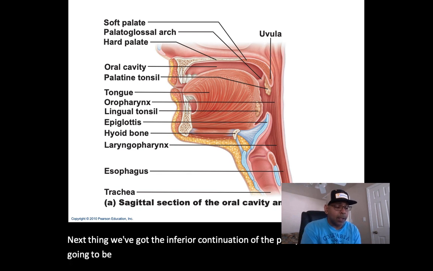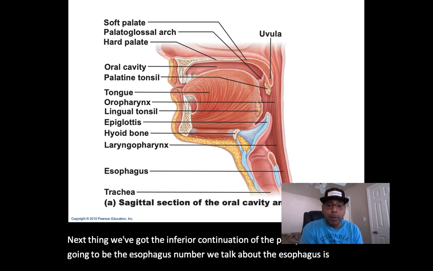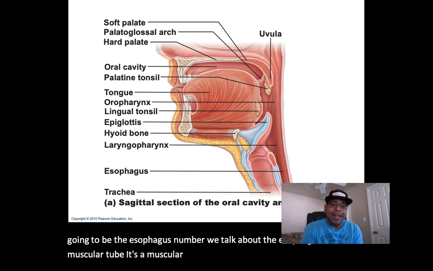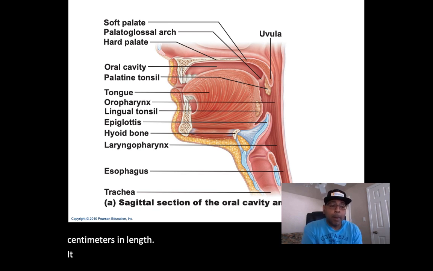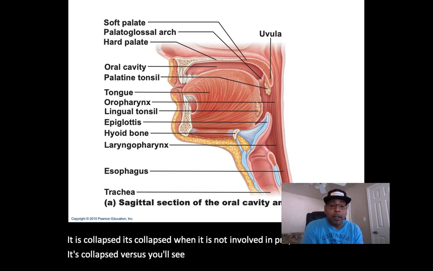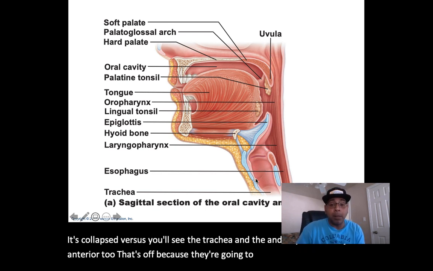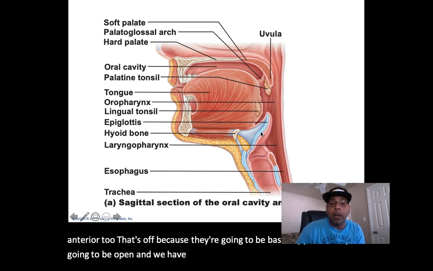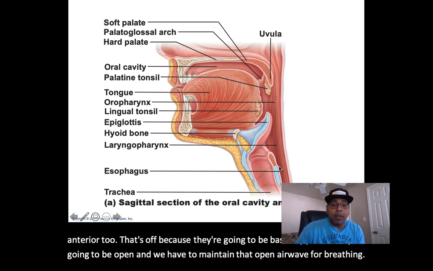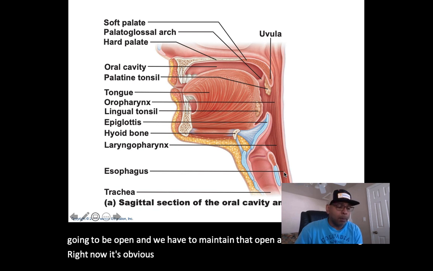Now, the esophagus is a muscular tube. It's about 10 inches long, about 25 centimeters in length. It is collapsed when it is not involved in propulsion. It's collapsed versus the trachea and the larynx that are just anterior to that esophagus. They're going to be basically patent. They're going to be open, and we have to maintain that open airway for breathing. Right? Esophagus is considered collapsed when it's not involved in propulsion.